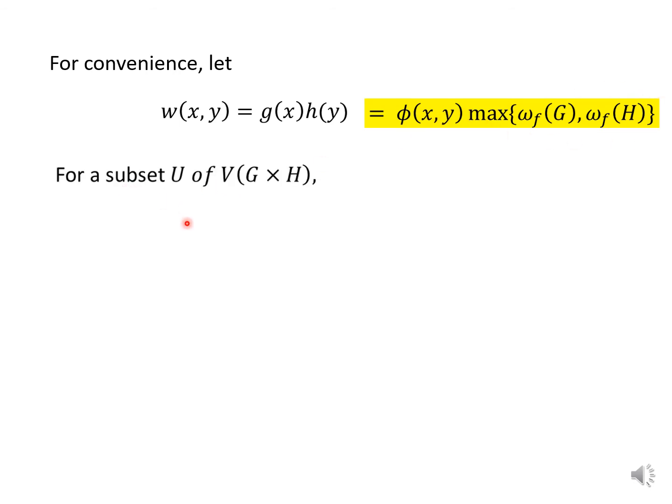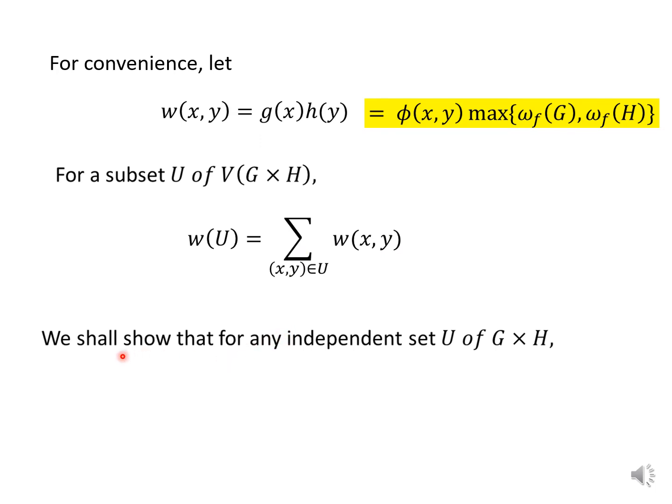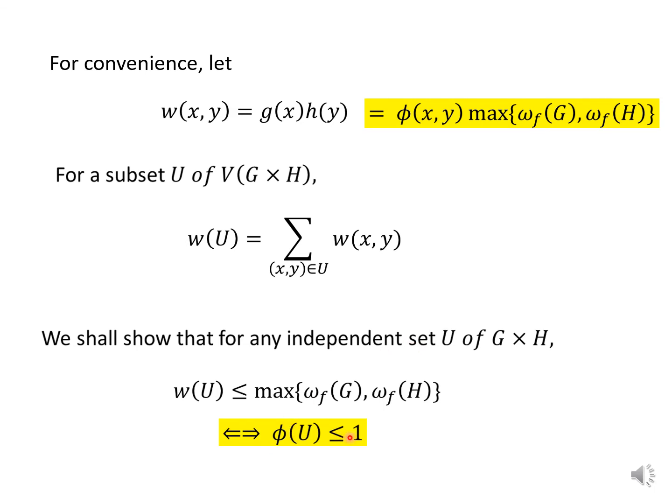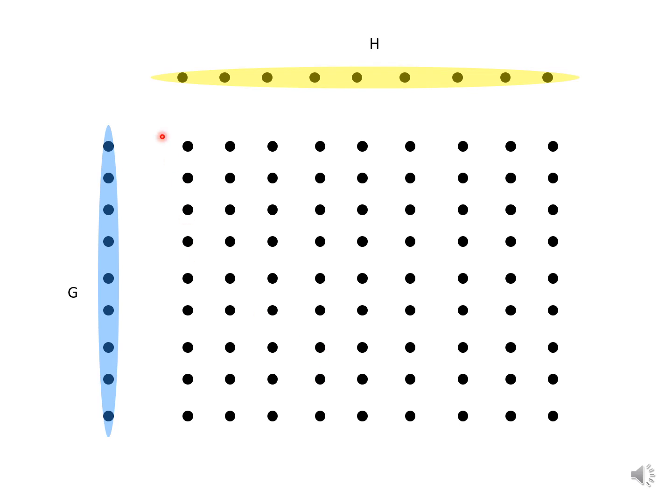Then for a subset U, the weight of U is just the summation of the weight of vertices in U. And we need to show that for any independent set of this product graph, the weight of U is bounded by this number. This is equivalent to phi of U being less or equal to 1, because of this equality. This is just for convenience, so we do not have to divide by this number each time. Okay, let's do it. We want to prove that inequality.